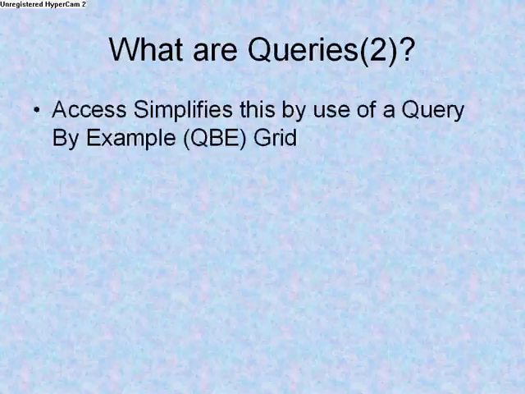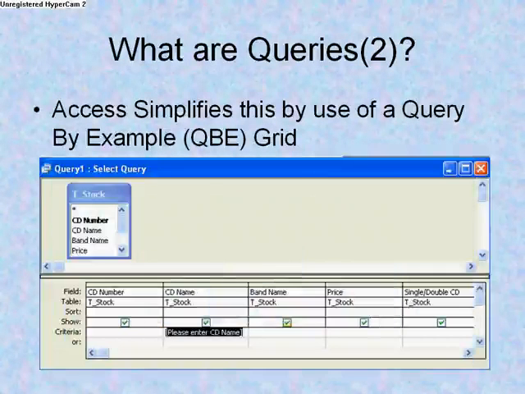So what does Access use? Well, Access simplifies how you put queries together by using what we call a QBE, or Query by Example Grid, and it looks like this. Again, if you're not used to Access, this might look a bit intimidating to start with. Trust me, it isn't. It's really straightforward.